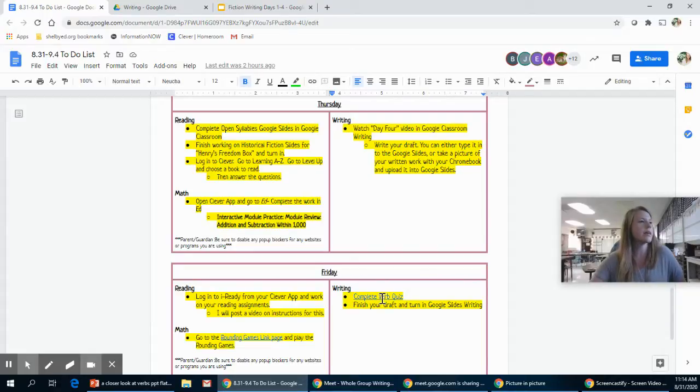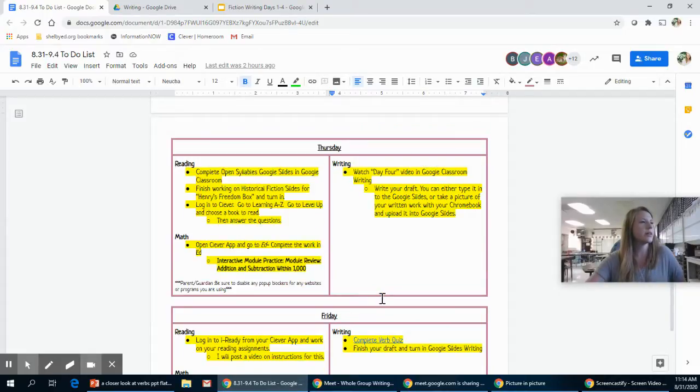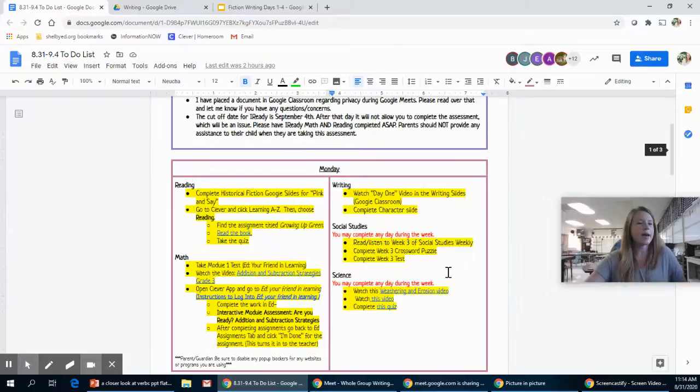Other things that I haven't gone over, math, all of your math work is in Edge or Friend and Learning because it is review from 3rd grade. You do not have the 3rd grade math books with you right now, so you're going to need to do the math work on Edge or Friend and Learning through Clever. That's the math app, okay? You're not going to be able to do it in any of your books. Okay, you may have it from last year, but you're going to need to submit it online.